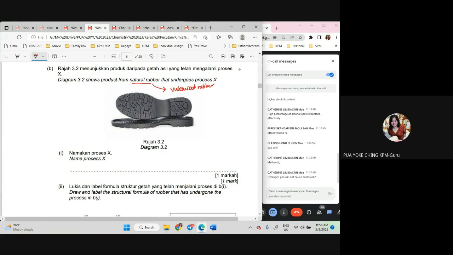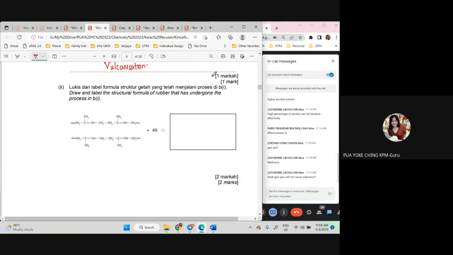So your vulcanized rubber, the process, we call it vulcanization. So lukis dan label. Okay, so this is what I said, how you lukis and how you label, if you remember. So vulcanization is they will form sulfur crosslink at C double bond C. So you tengok sini ada C double bond C, sini ada C double bond C, sini ada, sini ada.